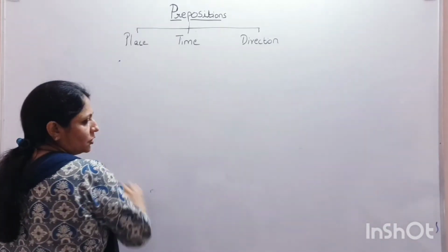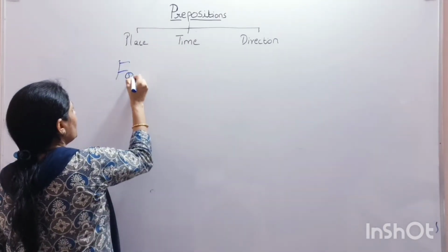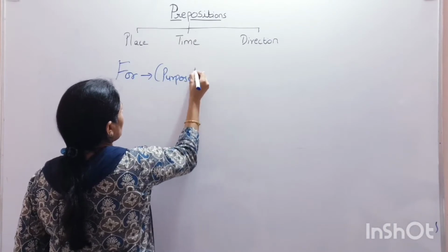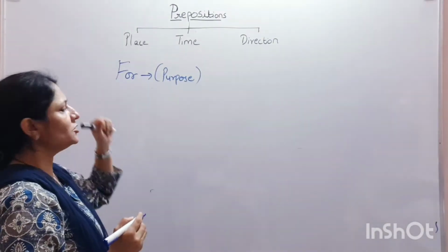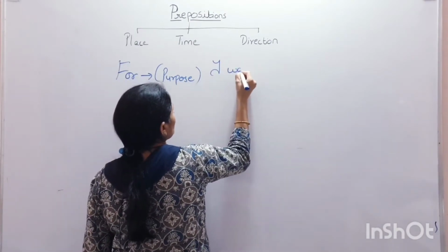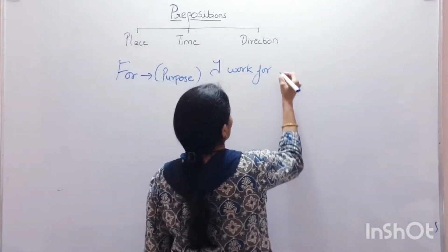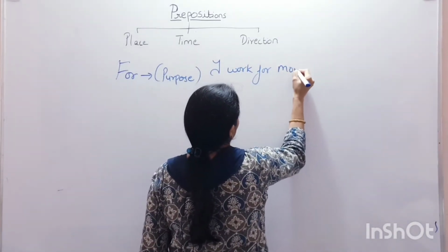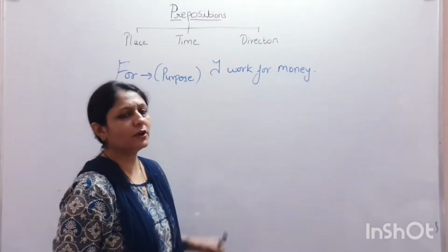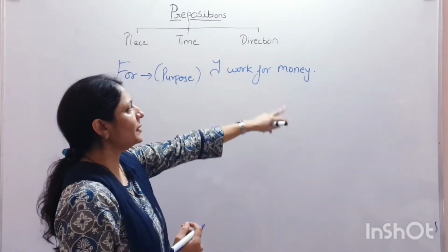Here I am going to talk to you about the preposition for used as a purpose. Now, how do we use preposition for the purpose? Like this. I work for money. Now, normally people work because they want to earn money. Now, this is the purpose.